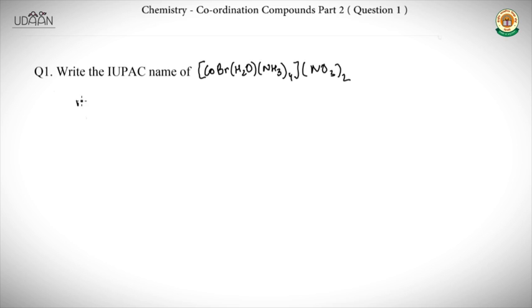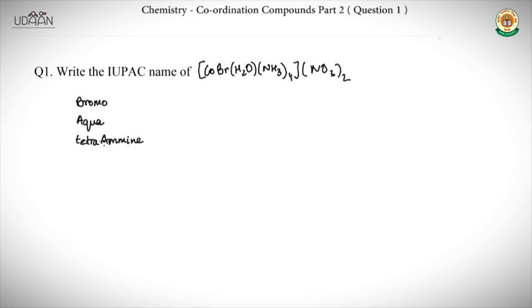In this case, we have a bromo group. We have H2O, which we write as aqua, right? We have an amine group, so we write that with a double M, ammine. And because 4 of them are there, we write tetraammine.